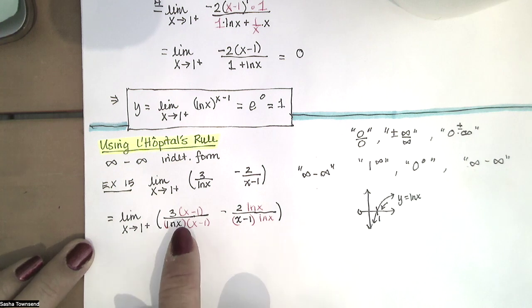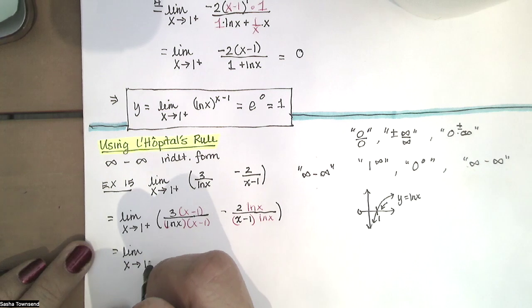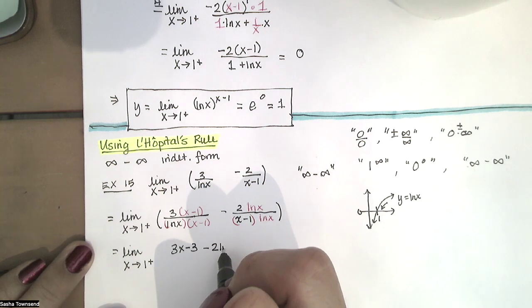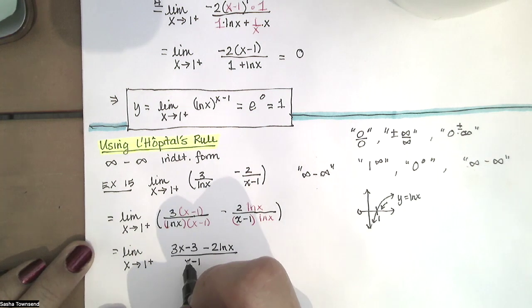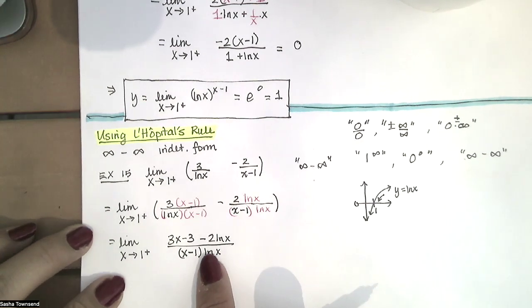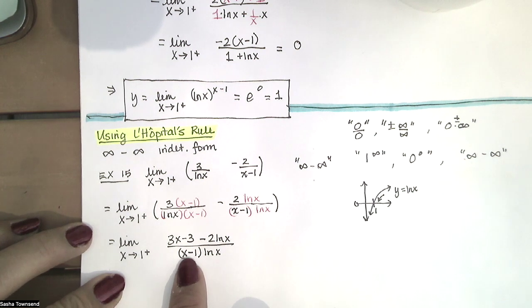Now that we have the same denominators here, we can add the numerators, or subtract the numerators because we're subtracting those. We have 3x minus 3, I'll distribute minus 2 times the natural log of x, all divided by x minus 1 times the natural log of x. Now, my hope is that after doing that, I'll have either a 0 over 0 indeterminate form or an infinity over infinity indeterminate form. Let's think about it. Well, what happens as x approaches 1 from the right in that denominator? Well, x minus 1 will approach 0, and then I'll have natural log of 1, which is also 0. So I have 0 times 0, so that denominator is approaching 0.